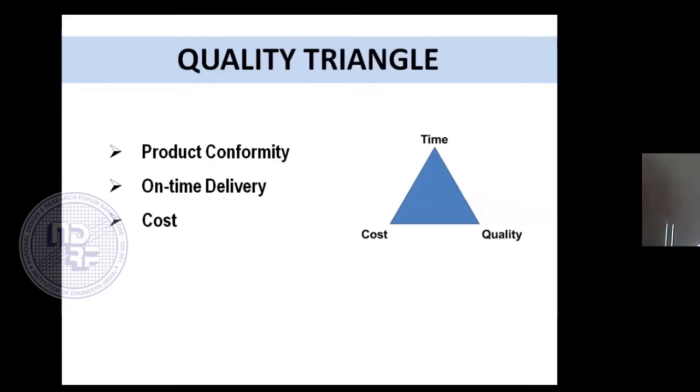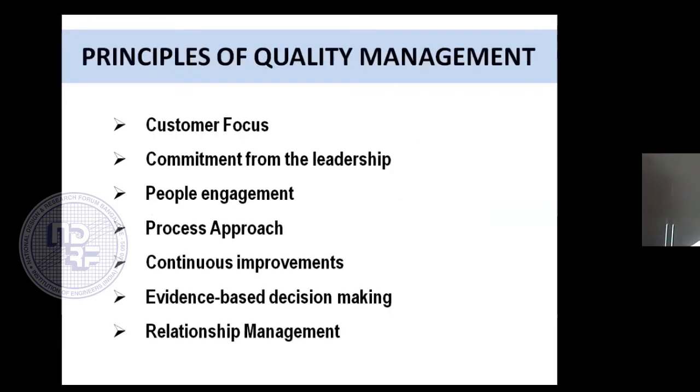So when the word quality is used, it implies these three concepts. One is the ability of a product or service to function the way it's supposed to function, and the ability of the organization to deliver the product in the time which has been committed, and to do both these things at an optimal, justifiable, and acceptable cost. These are the three aspects which are called the quality triangle. So any organization will be focusing on these three parts of the triangle and following certain principles as far as quality management is concerned.